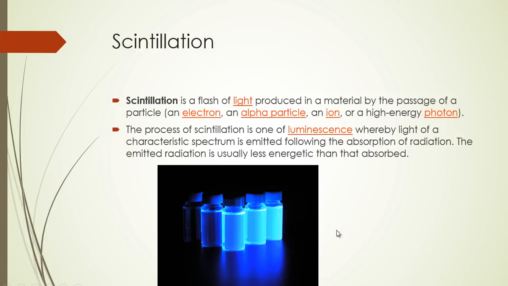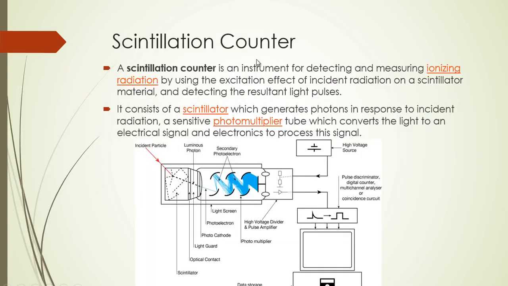And here is an example of some liquid scintillator glowing under the presence of radiation. Alright, so a scintillation counter is an instrument used for measuring such ionization radiation by counting the light pulses produced by the scintillator.